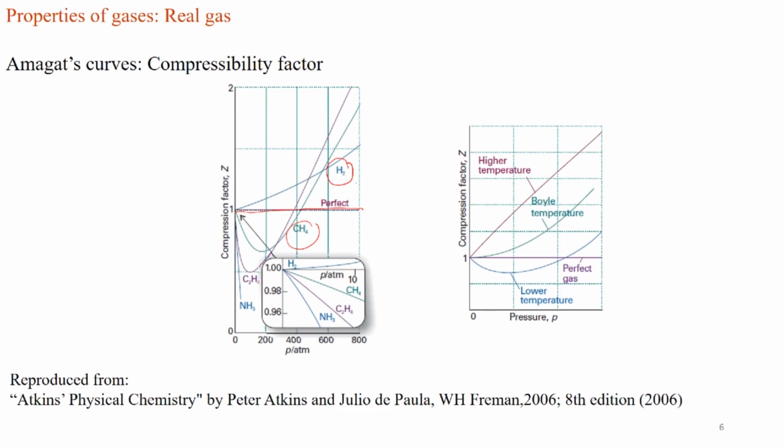The right hand figure shows how the compressibility factor varies as a function of pressure for a particular gas. In this case, this is carbon dioxide, and as you see, at high temperature, the slope is positive. At low temperature, there's an initial negative slope followed by a positive slope, and right at the Boyle temperature, the curve merges with the perfect gas or ideal gas curve, but only in the region of very low pressure.